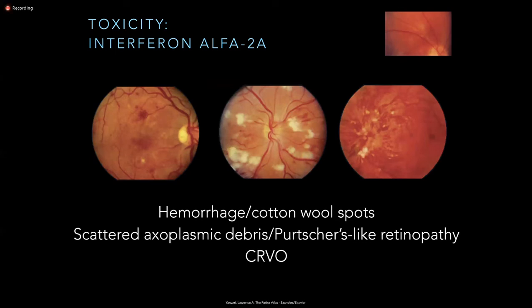Here are 3 photographs of patients. You can see these patients have interferon-related vascular toxicity. So there are hemorrhages, there are cotton wool spots. In the middle photograph, we see some scattered axoplasmic debris, almost like a Purtscher's-like retinopathy. And on the right, we see a CRVO-like appearance. These are all due to interferon alpha.